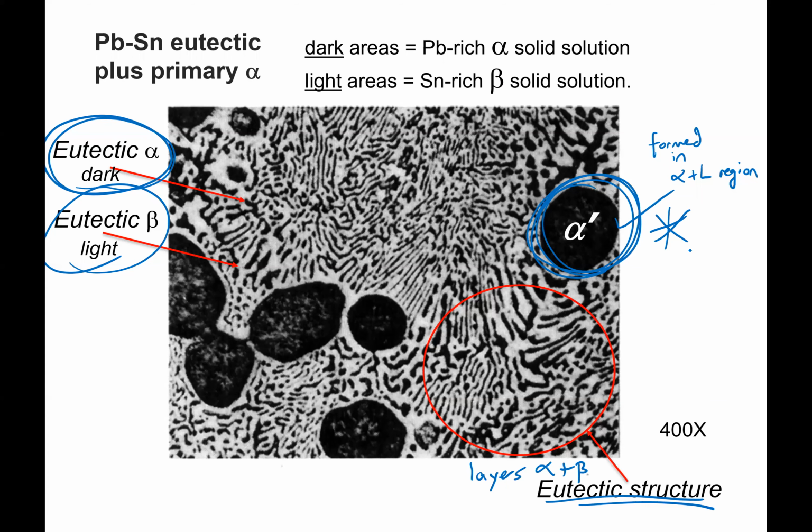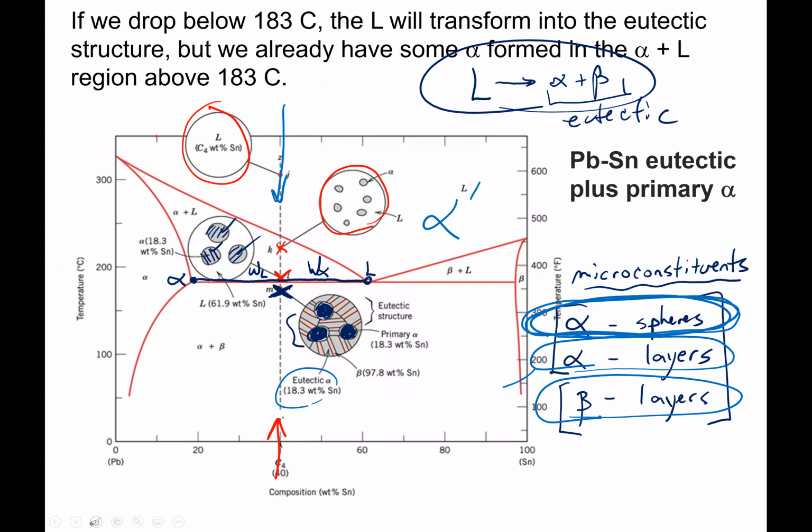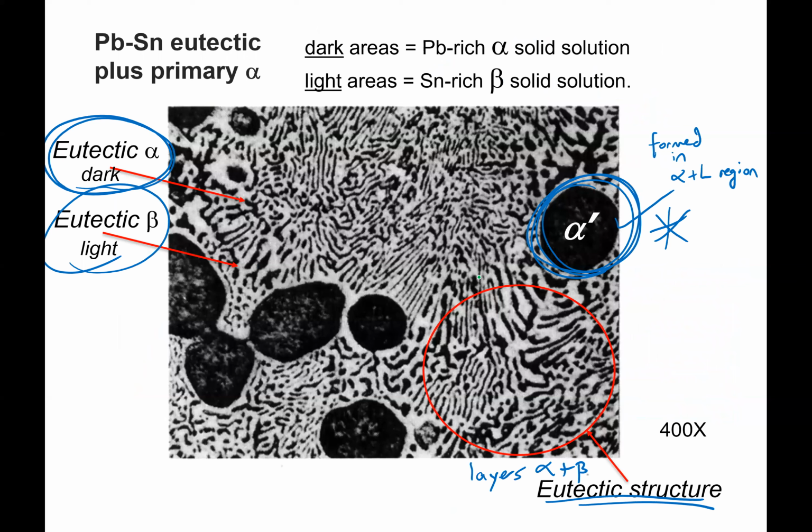Now, of course, all of this would get reversed if we were to pick a composition over here above the eutectic point, because now I would be going through the beta plus liquid region instead. So I'd end up with primary beta, and then I'd have alpha and beta in my eutectic structure. Okay, so either or. You either have primary alpha or primary beta, but otherwise the analysis works out to be the same.